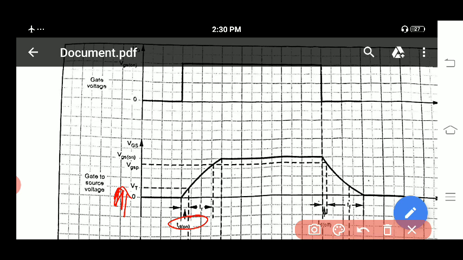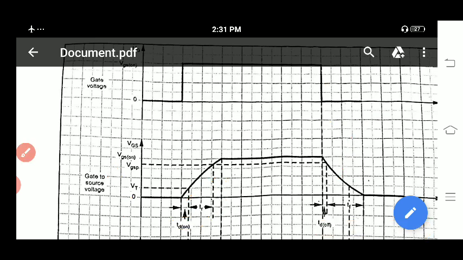After VGS reaches VT, your gate-source capacitor voltage starts to increase from VT up to the peak voltage. VGSP means the gate-to-source peak voltage. You can call this the rise time TR. When it is charged over the rise time TR, only then does your ID current start to flow with its maximum value. Also, during turn off, you have made the gate voltage 0, but it will not be 0 immediately, because this time is required.